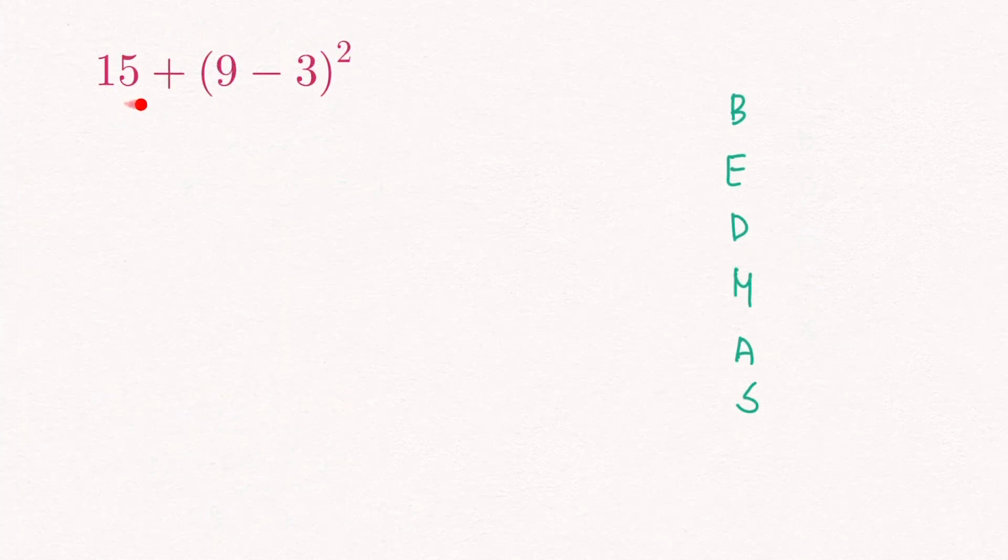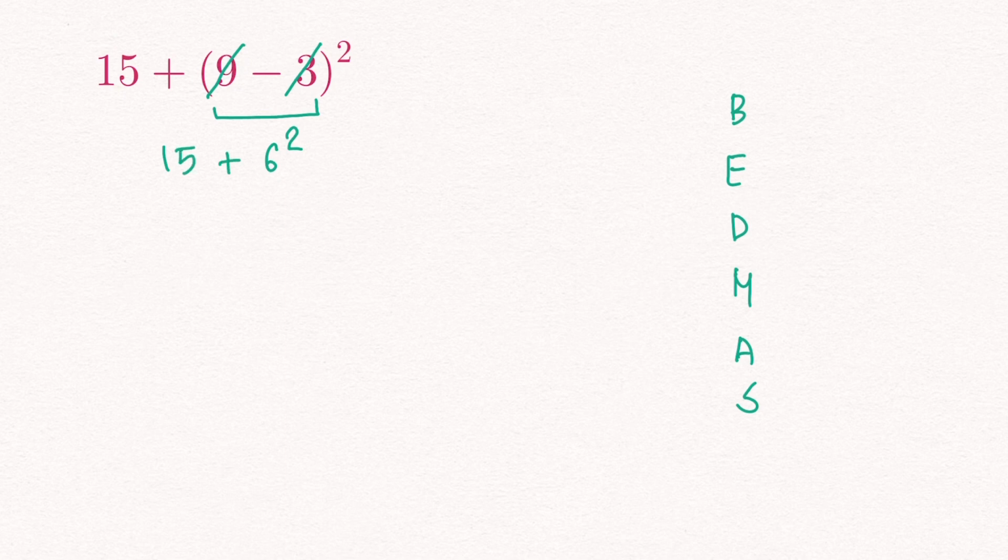Here we have 15 plus parentheses 9 minus 3, close parentheses, and to the power of 2. So according to BEDMAS, we need to get rid of the bracket or the parentheses first, followed by the power, the exponent, and we will need to do the rest. So step 1, we're going to evaluate the parentheses first. 9 minus 3 equals 6. And now everything within the parentheses is gone. The power of 2 will need to move down, so that's where it is, 6 to the power of 2. And the rest of the expression, 15 plus, will move down.